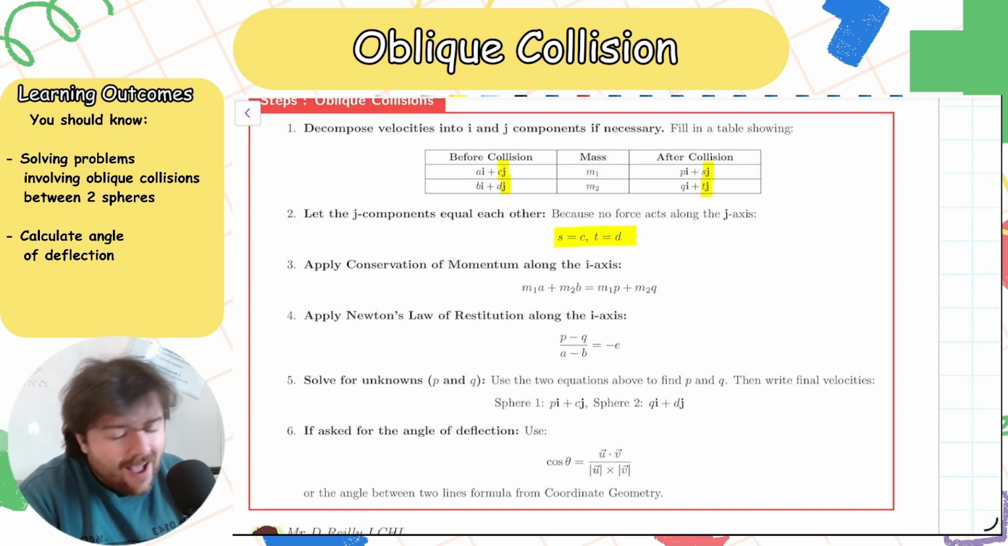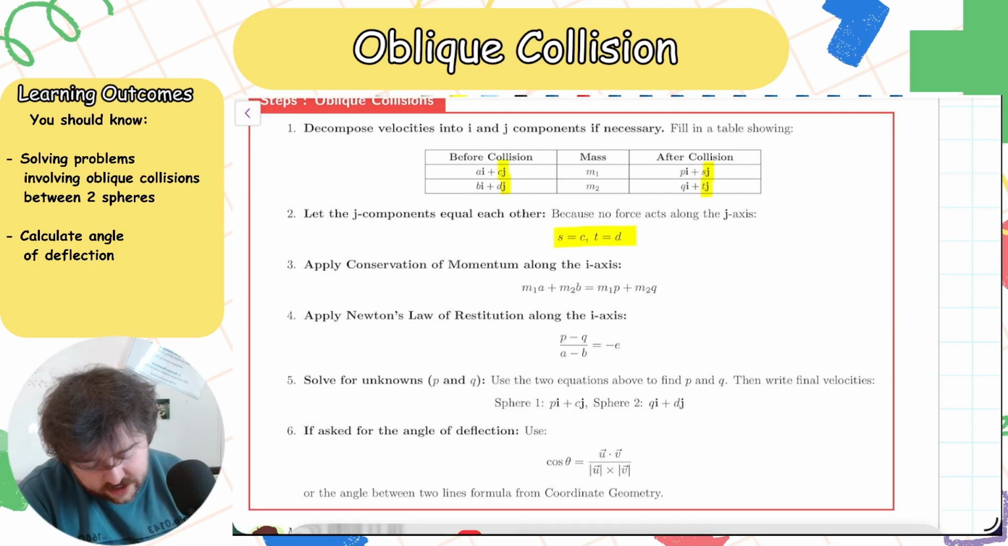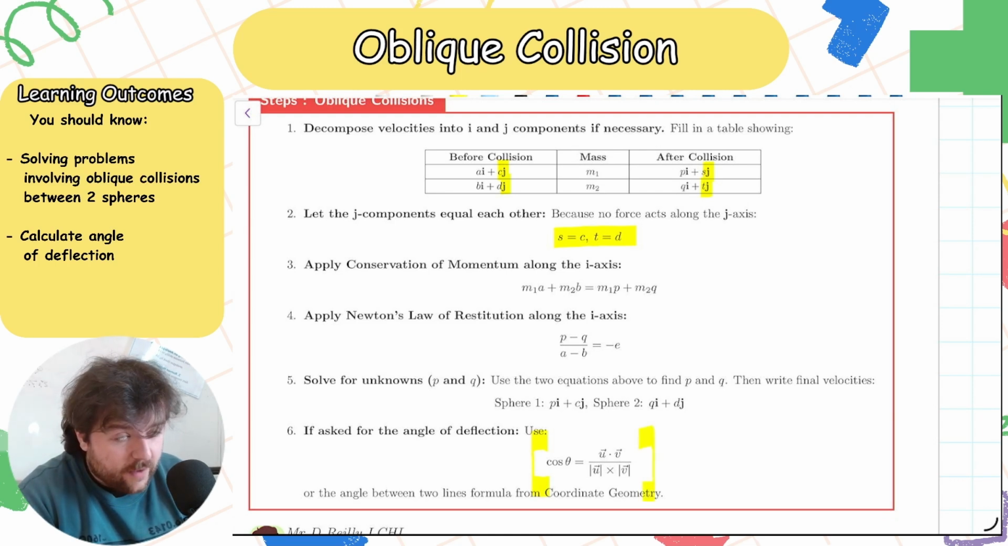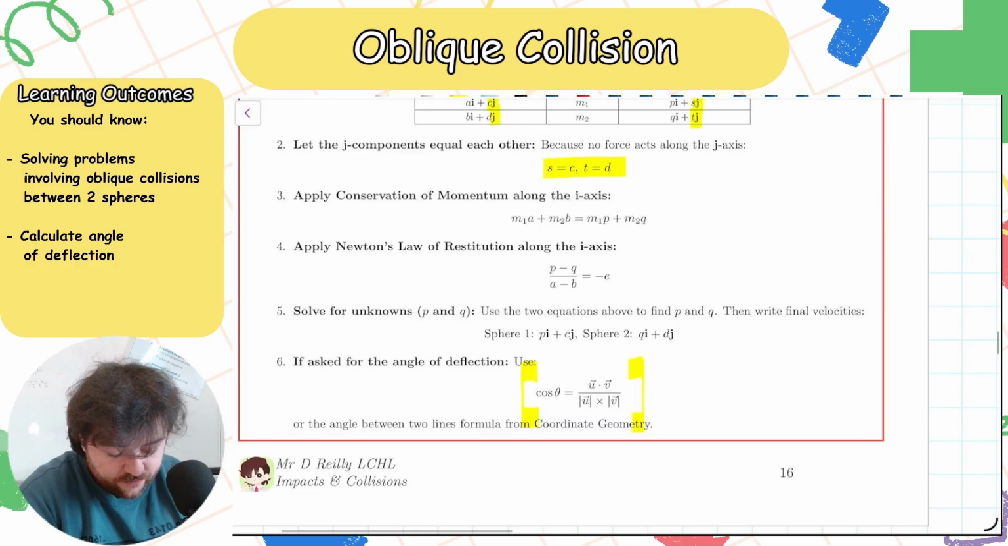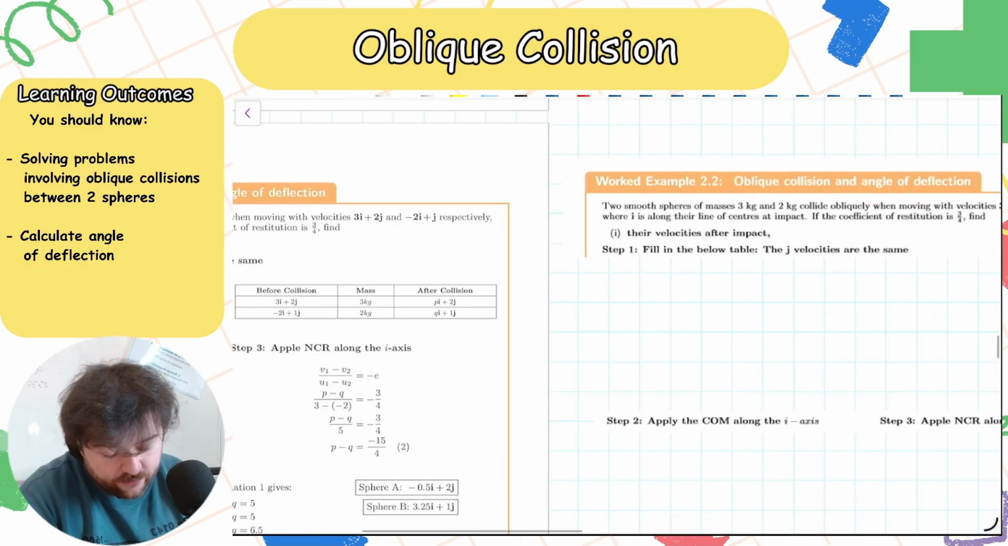And then if we are asked to calculate the angle of deflection, we recall this formula you may have learned: cosine theta is equal to the dot product of the velocity before and the velocity after, all over the speeds multiplied. Or you can use the angle between two lines formula from coordinate geometry. So let's have a look at a question here.